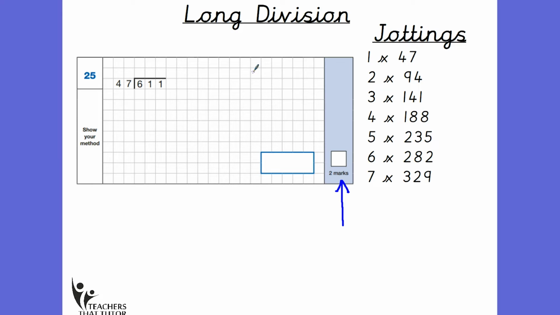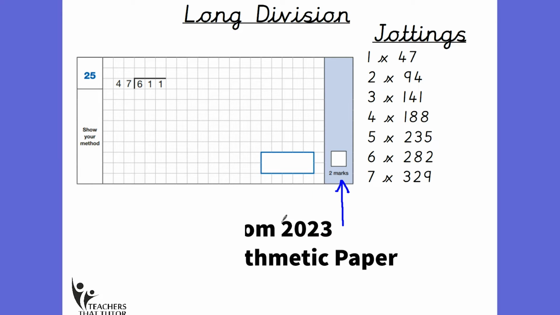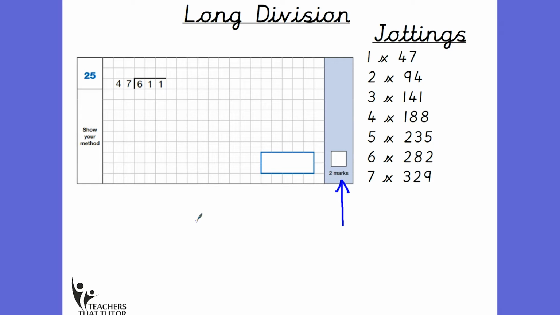This is actually taken from the 2023 SATs paper, because I thought it would be worthwhile going through a question they're likely to do. So the first step with long division, and the step that makes it really straightforward afterwards, is to write down jottings. Now, what are jottings? Well, we want to know how many 47s go into 611, which means that we need to write down the 47 times table.